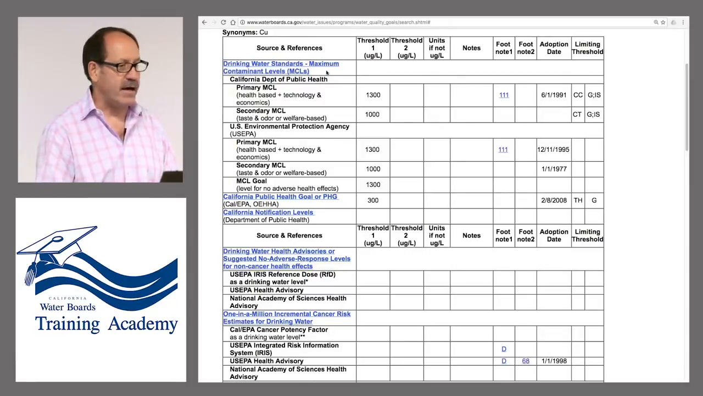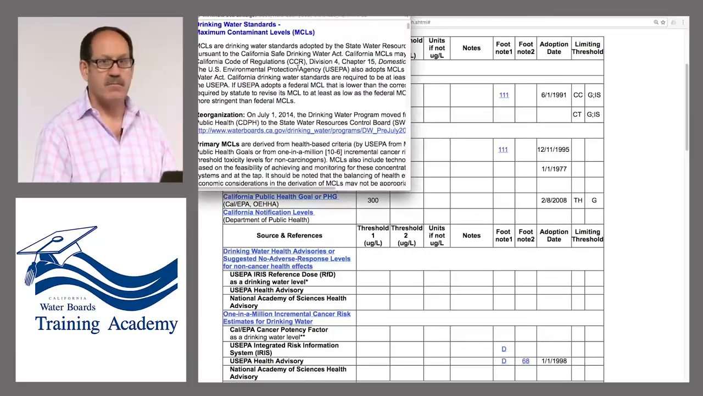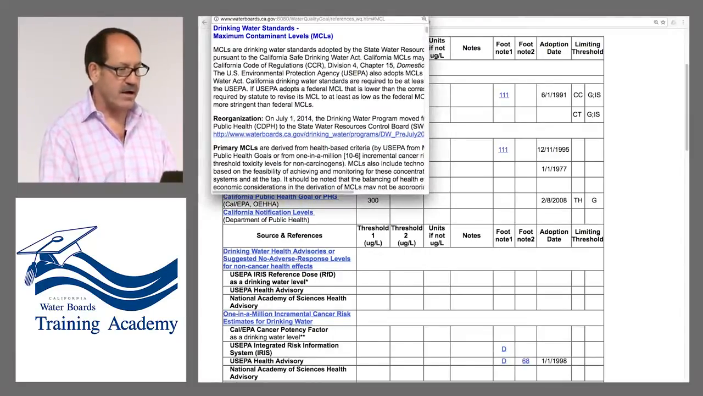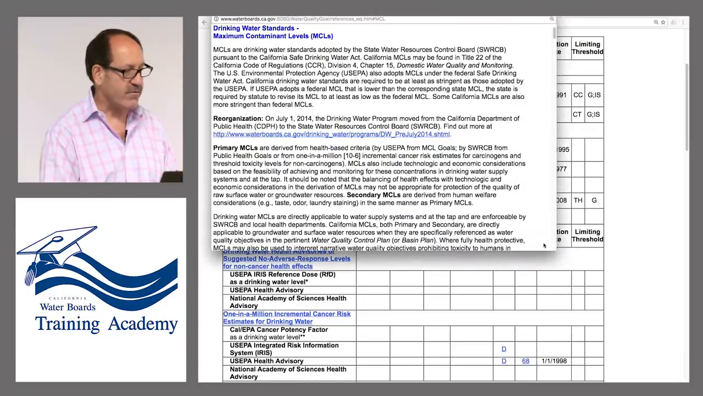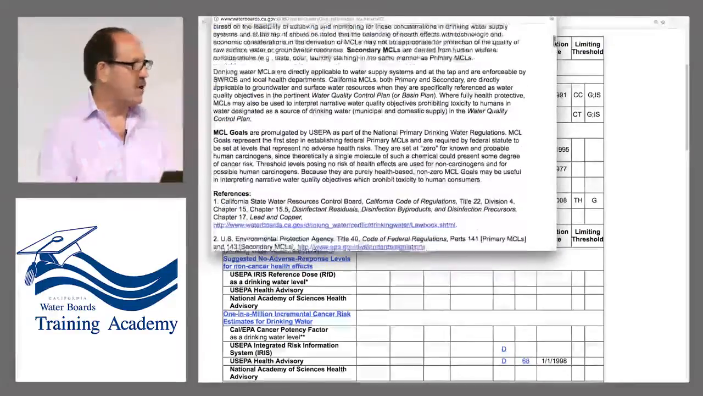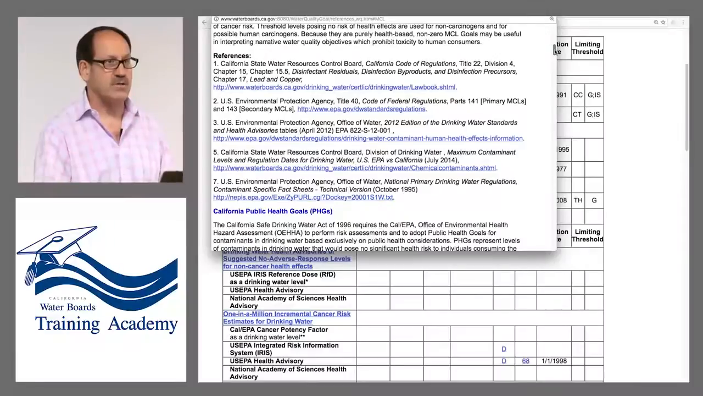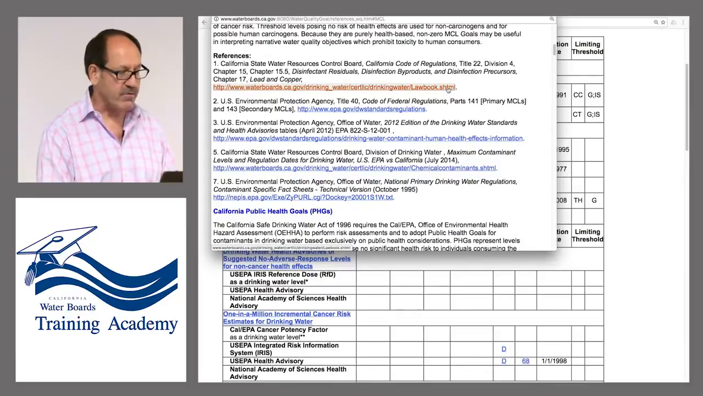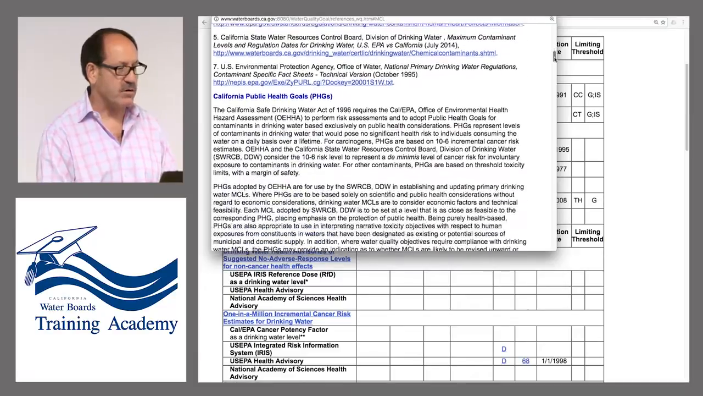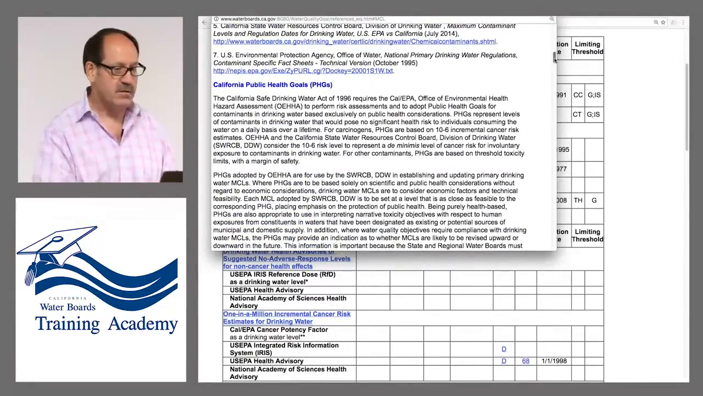You click on that and it tells you where the MCLs come from, a little bit about how they're derived, the difference between primary and secondary MCLs, MCL goals, and then the references. Where the references are online, you have a hyperlink. It takes you right to the original source. So if you wanted to verify something or see if there's been an update or know a little bit more about where it came from, you can do that. So all the references for the MCLs, both state and federal, are here.